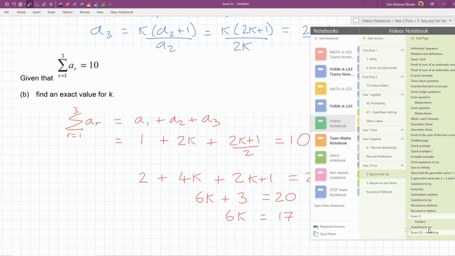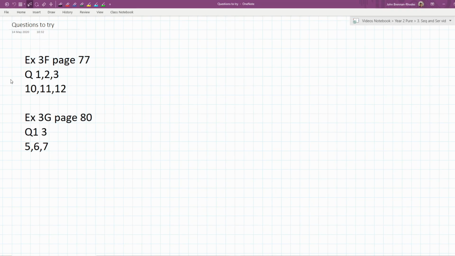Okay, now I recommend that you have a go at these questions. I put up the exercise 3F ones before. If you might have already done those at this point, have a go at 3G. Broadly speaking, this is the sigma notation stuff, and this is the recurrence relation stuff. So have a go at those questions now. In the next video, I'm going to do some exam questions and also modeling, which is the last part of sequences and series.